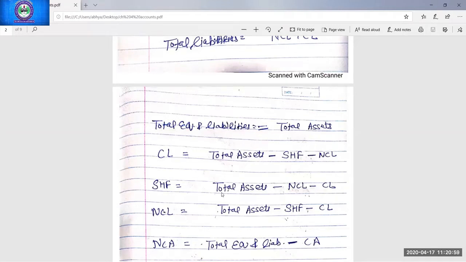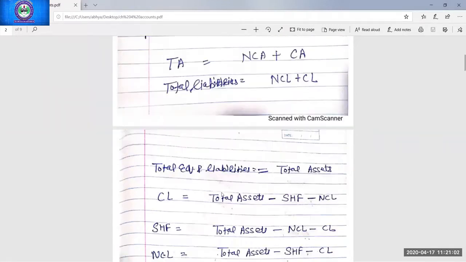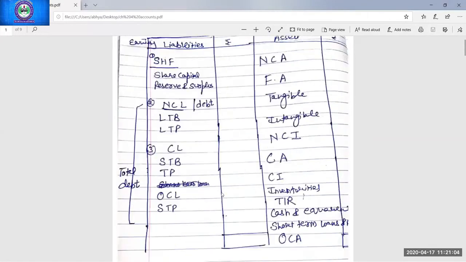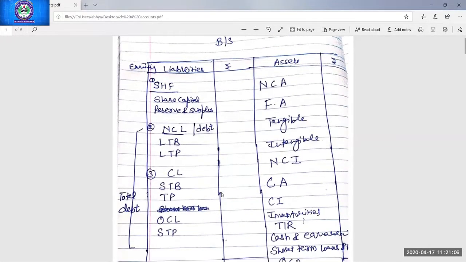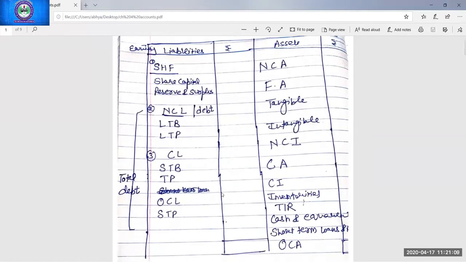Suppose we have to find out current liability. All the other items of the balance sheet are given, including total assets, and we have to find out current liability. What can be the formula to find out current liability? Just write the formula first. Total assets are given and the rest of the heads are also given, only current liability is not given. Then how will you find out current liability?